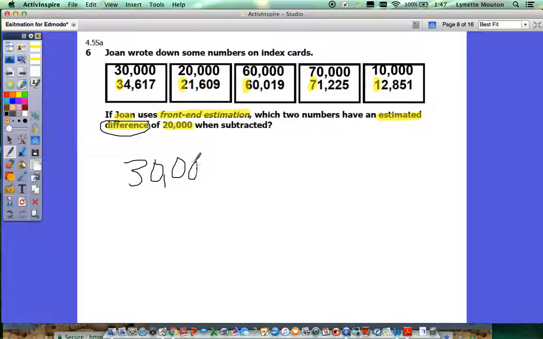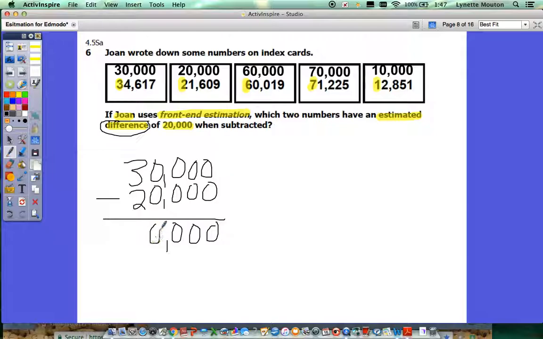30,000 minus 20,000. Again, we don't even have to look at these zeros, but make sure when you do have digits that you're lining them up correctly. These are all going to be zeros. And 3 minus 2 is 1. So we know these two don't work. So we have to find another combination until we do find one that when we subtract them, the answer we get is 20,000. And I know we did this one in class and we kept combining them.